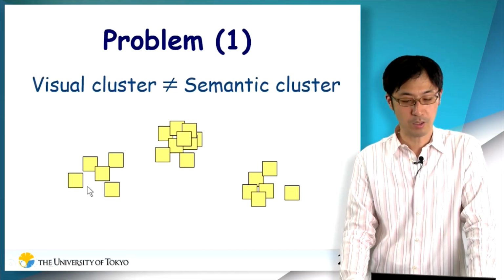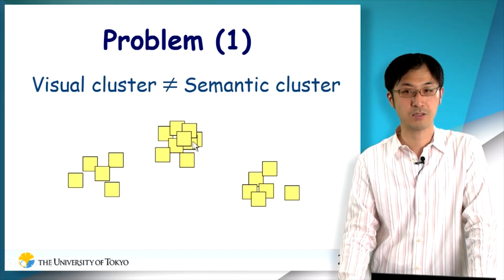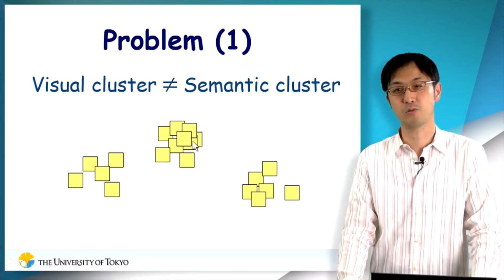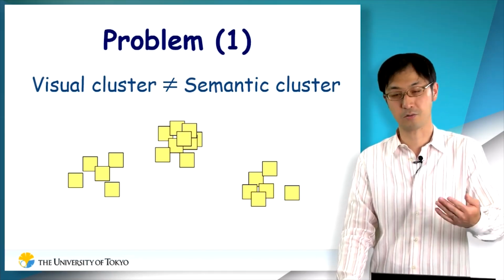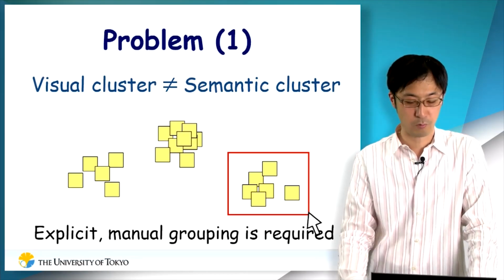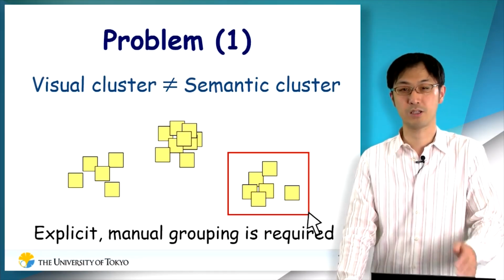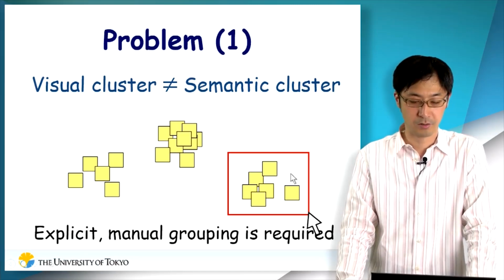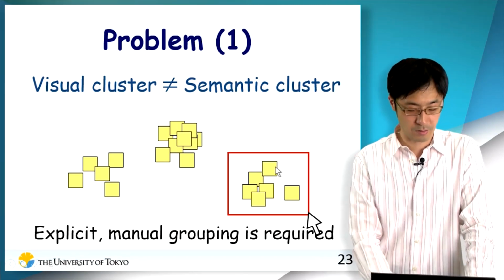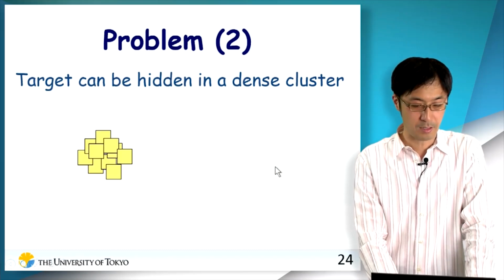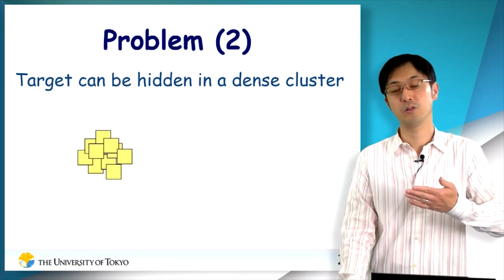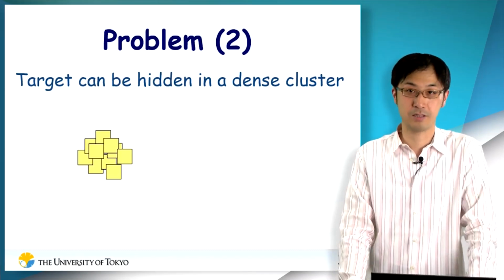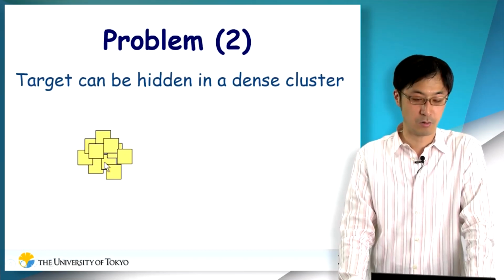However, a problem is that this kind of visual cluster is not comprehensible to a computer. They are just icons from a computer's point of view. So whenever you work on this kind of layout, you have to explicitly select a group of objects. That's one problem. Another problem is that if you put too many icons in the same location, it can cause clutter.